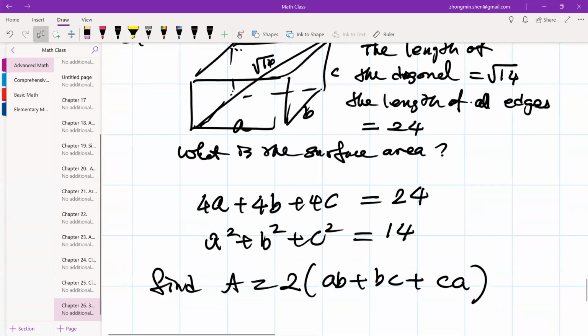You label each side A, B, C, and write down the given information. 4A plus 4B plus 4C equals 24, because that gives you the total length of all the edges. And then A squared plus B squared plus C squared equals 14. That gives you the length of the diagonal. Using those two equations, you cannot uniquely determine A, B, C. Clear? Because two equations, three variables, you're not able to do it. But you're still able to determine the area, A times B, B times C, C times A.